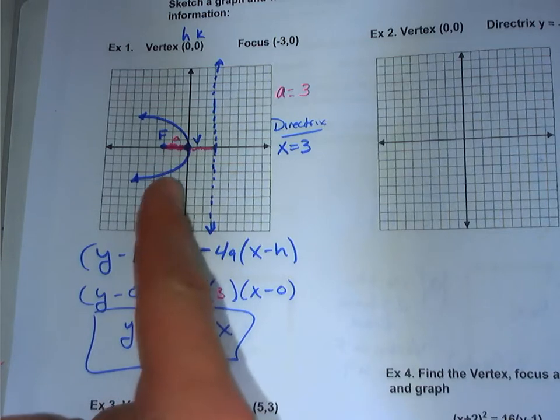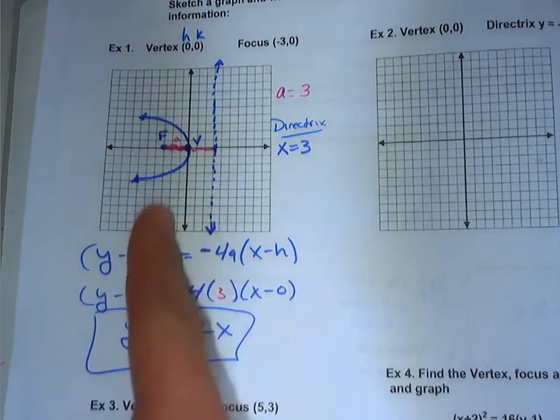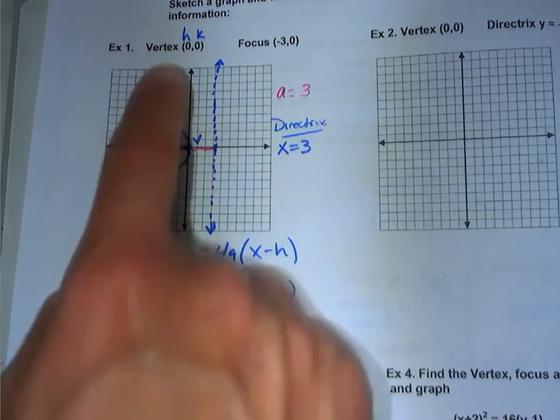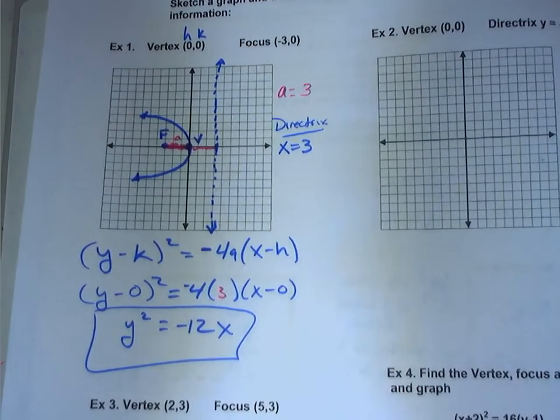The latus rectum is actually going through the focus at x equals negative 3, and that's how you would find those special points there, those latus rectum points. We would plug in negative 3 here and then solve it, but we don't. It's not something I ask you to do. Okay. Now, yep. All right. Questions on example 1, y'all?